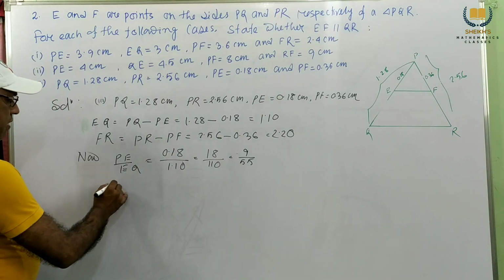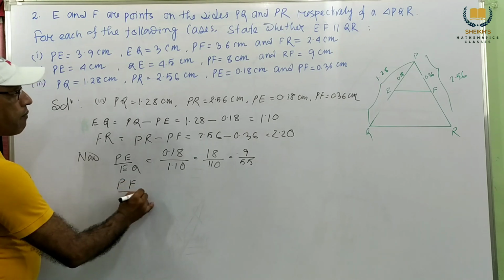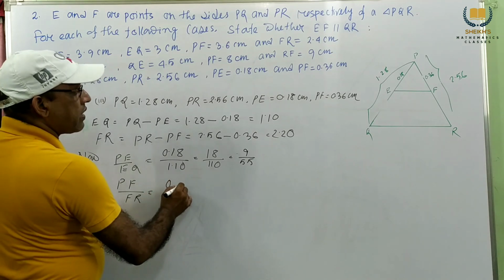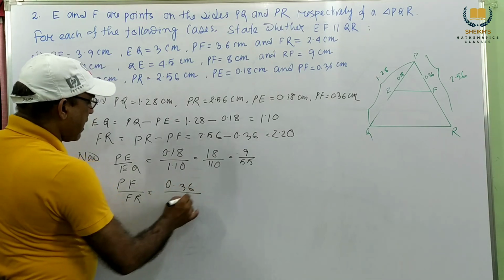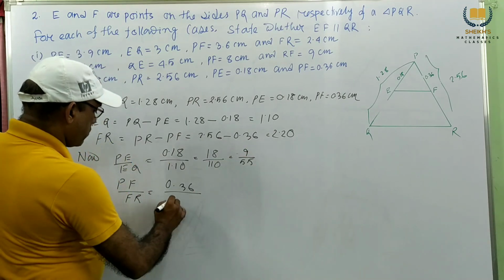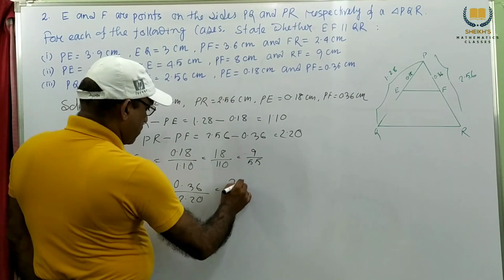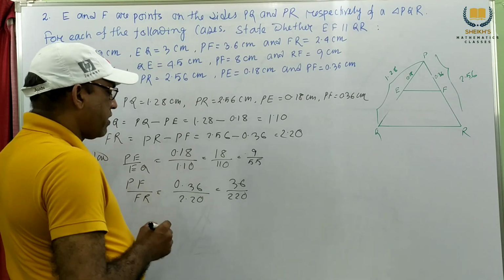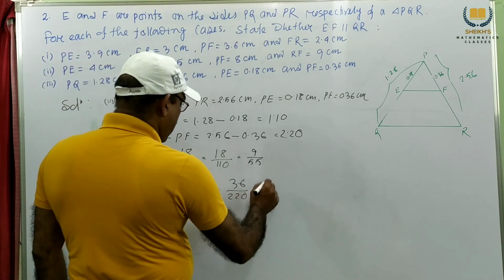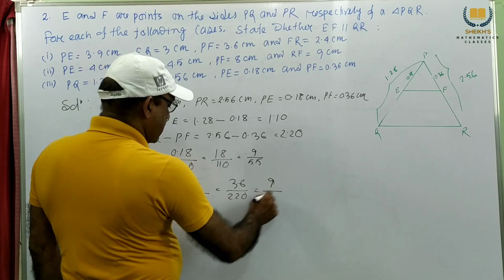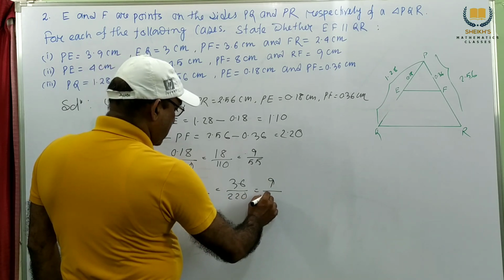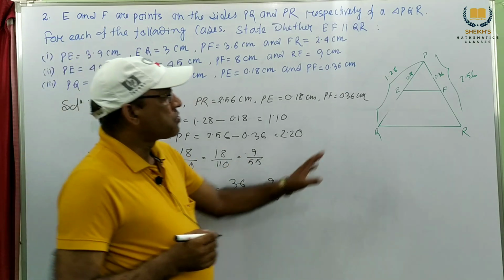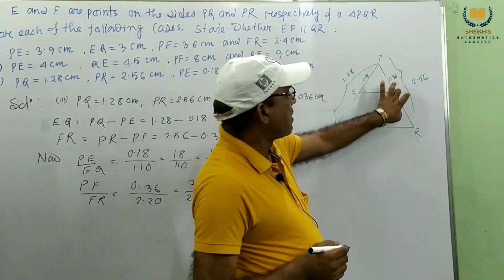Next, PF by FR. PF means 0.36 and FR means 2.20. After 2 digit decimals, the decimals cancel, so 36 by 220. Now if we cancel by 4, 4 9s are 36, 4 55s are 220. So what we get, these two results are the same.